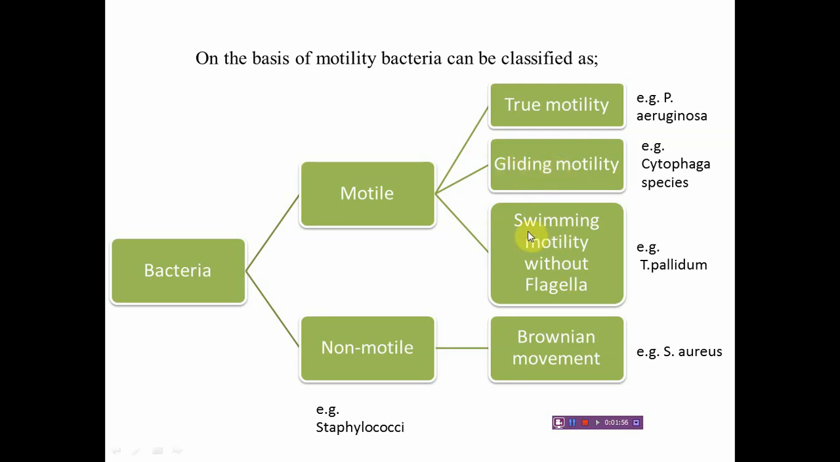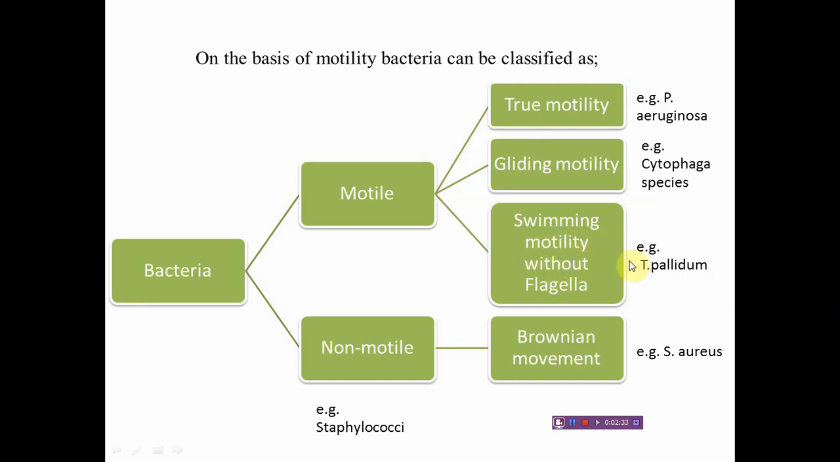And there are cells which lack external flagella, rather the flagella are present within the cell, and these cells perform the motility which is called swimming motility. So these cells have the ability to perform swimming motility in viscous liquid fluids. For example, the causative agent of syphilis, Treponema pallidum, which is a variety of spirochete. Treponema pallidum is capable of performing swimming motility in viscous seminal secretion.